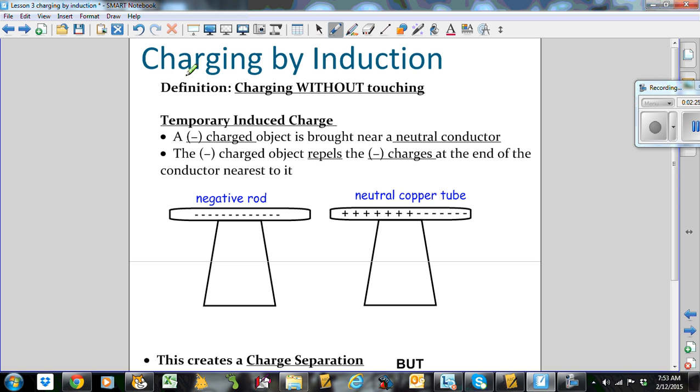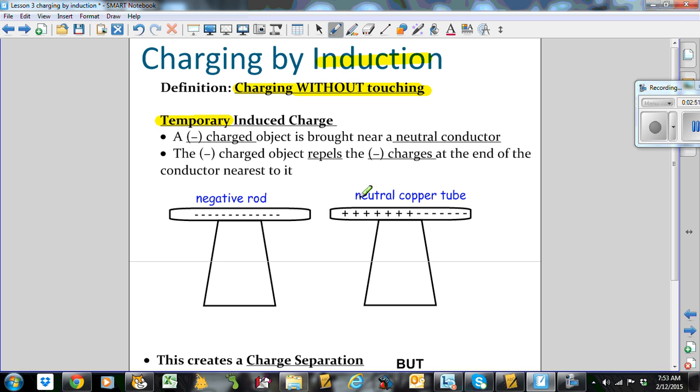The second type of charging is by induction. That's the word we're going to use, and this is charging without touching. It's a little bit more difficult. There's a temporary induced charge. Temporary, of course, means just for the time being. A negatively charged object is brought near a neutral conductor, just like we had before. This time it's a negative charge. The negative charge repels the negative charges at the end of the conductor nearest to it.